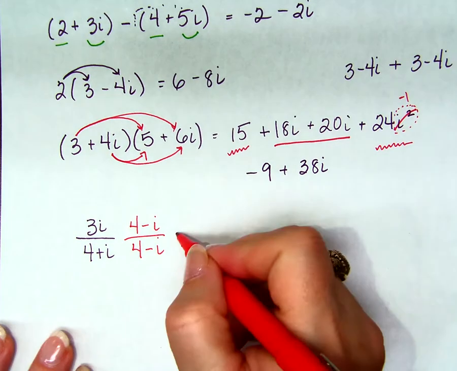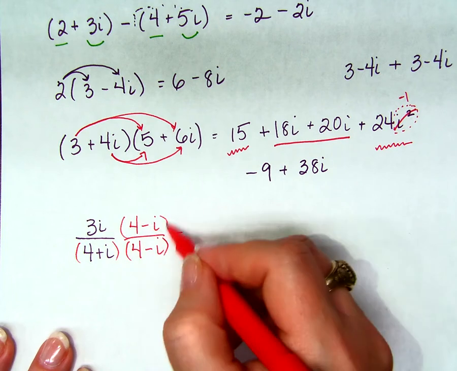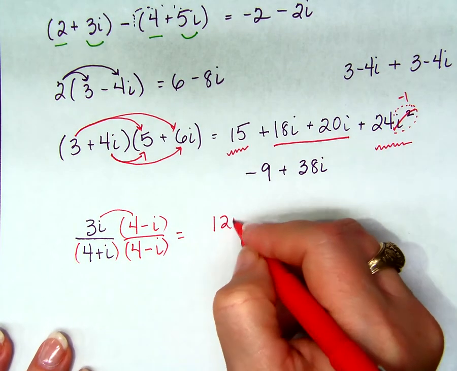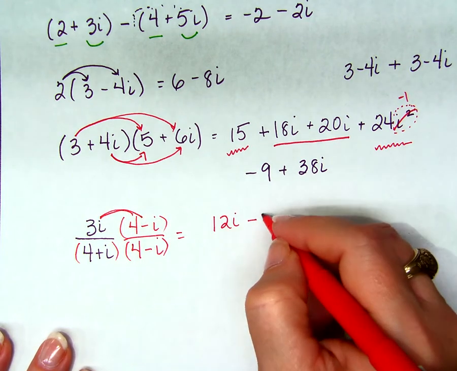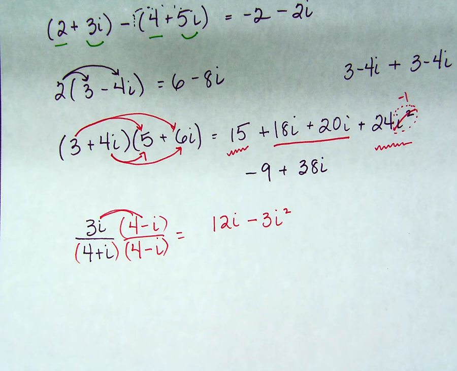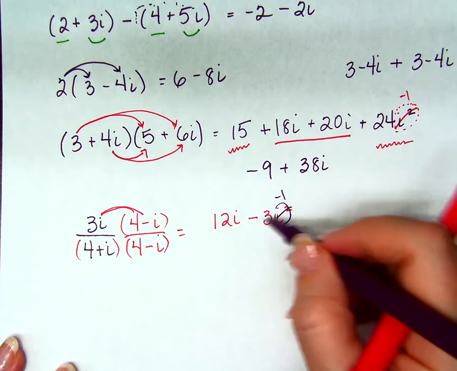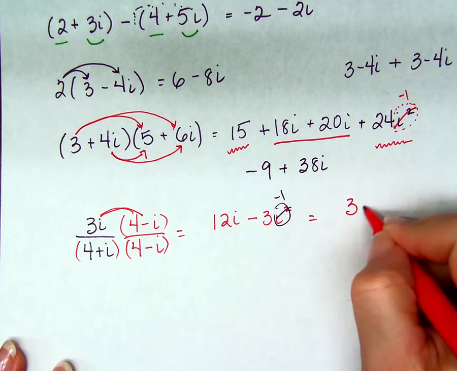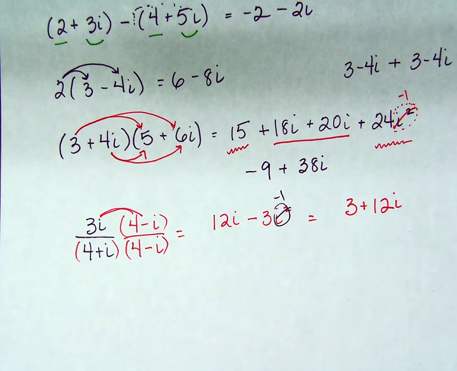Okay? So when I multiply these together, well, the top, I distribute 3i times 4, and I get 12i. And 3i times negative 1, which gives me minus 3i squared. But I know that i squared equals negative 1, so I really have 12i plus 3, right? And we typically write 3 plus 12i. We typically write the real part first and then the imaginary part.